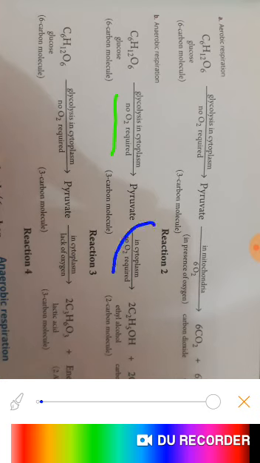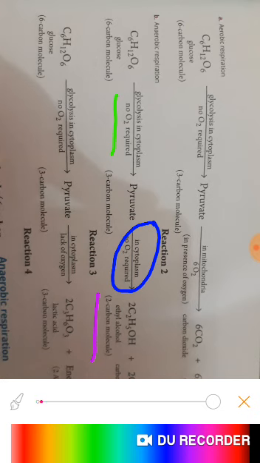Then if oxygen is not there, what will happen? This pyruvate will not enter into mitochondria. It will stay in the cytoplasm only, and pyruvate will get converted into a 2-carbon molecule, that is ethyl alcohol, also known as ethanol. Remember this thing. Carbon dioxide is released, energy is released, just 2 ATP molecules.